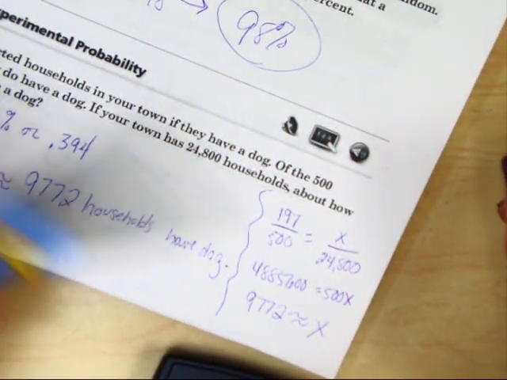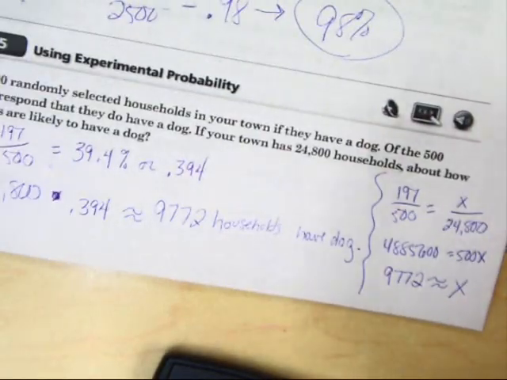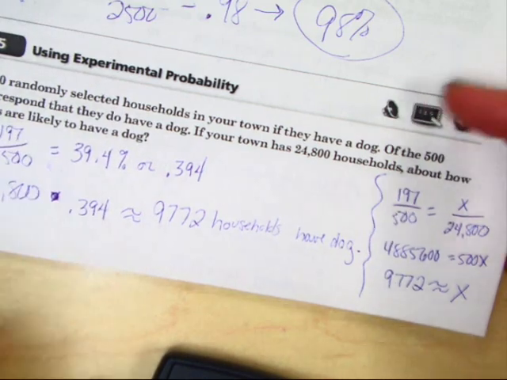So either way is completely acceptable. I don't care. This one will always be the most accurate because over here you might have to round at the beginning. So it's your choice as to which one you want to use.